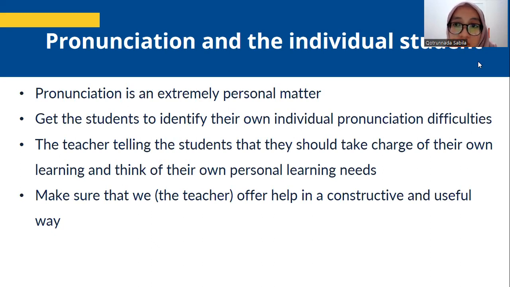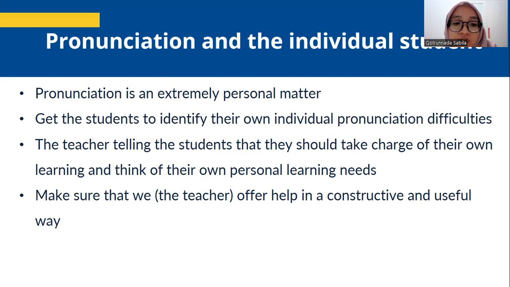Pronunciation and individual study. Pronunciation is an extremely personal matter, and even in monolingual classes, different students have different problems, different needs, and different attitudes to the subject. In multilingual classes, of course, students from diverse language backgrounds may have very specific concerns and issues to deal with.